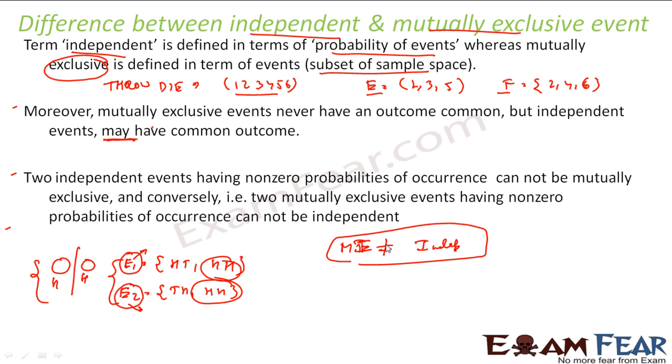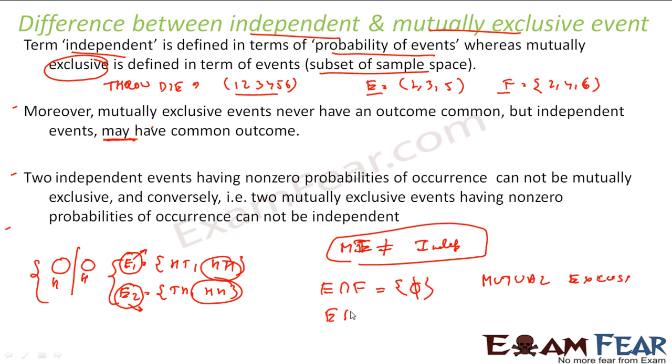If it has some elements. For example, why I'm telling you this is because if E and F are mutually exclusive events, then E intersection F is nothing but phi. There is no element in this. In this case, if E and F are mutually exclusive, there is no common element, right?